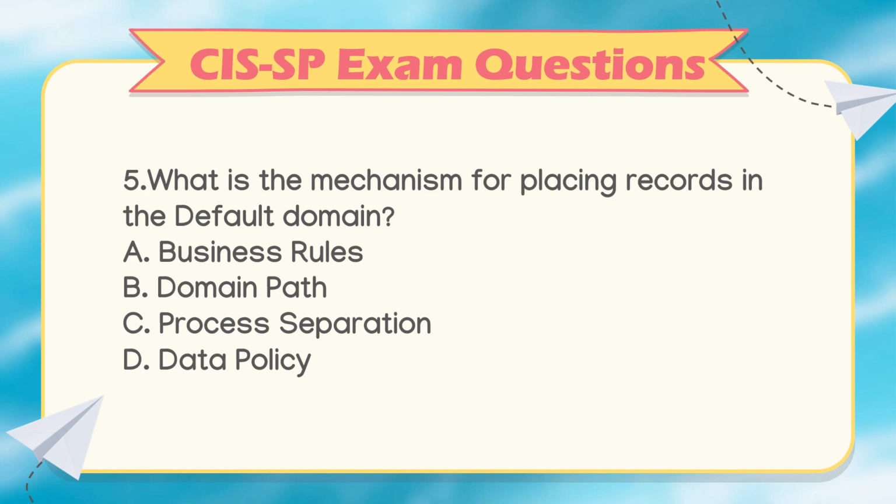5. What is the mechanism for placing records in the default domain? A. Business rules. B. Domain path. C. Process separation. D. Data policy.